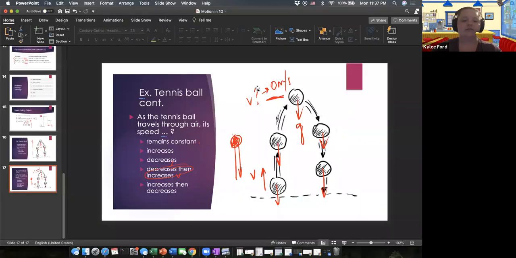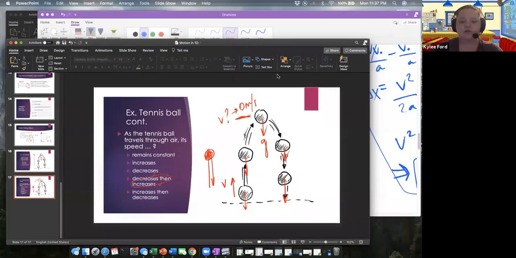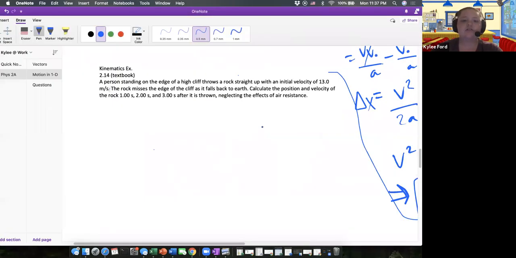Let's keep that. Let me make sure that I don't use way too much time here. Let me go over and let's start with an example. This is an example from the textbook that I've given you guys.